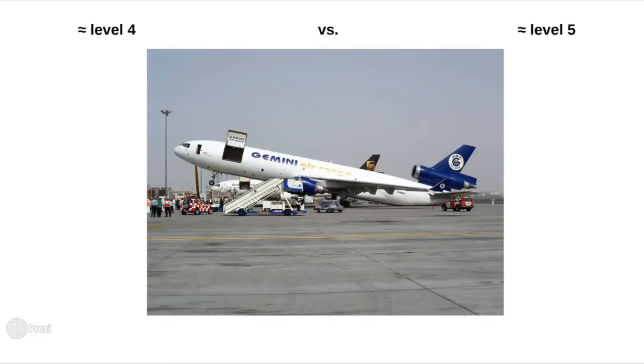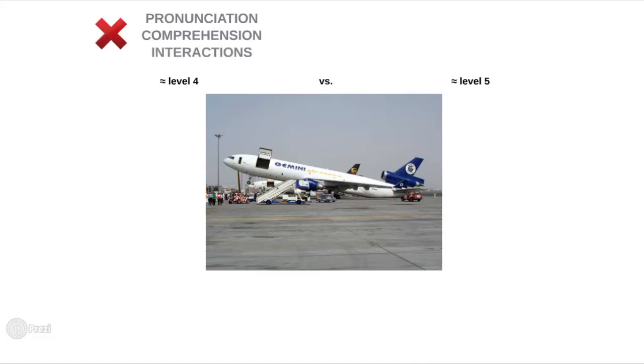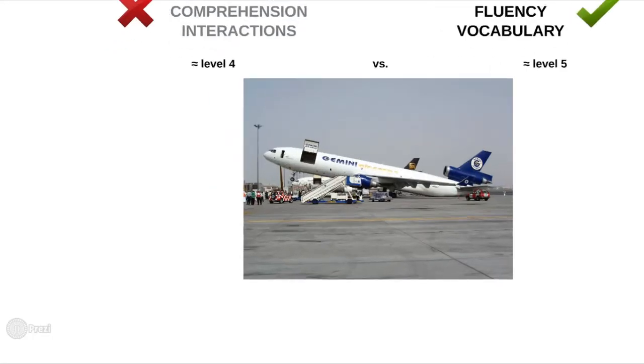I will be making remarks when we go through each of the two texts, so that it makes more sense what exactly I am trying to bring your attention to. Mind though, we will not be able, obviously, to compare pronunciation, comprehension, and interactions, so focus rather on structure, fluency, and vocabulary. Okay, how would a level 4 description sound like?